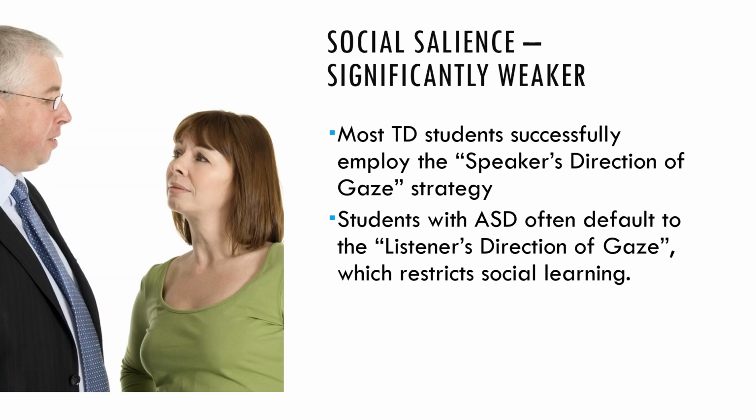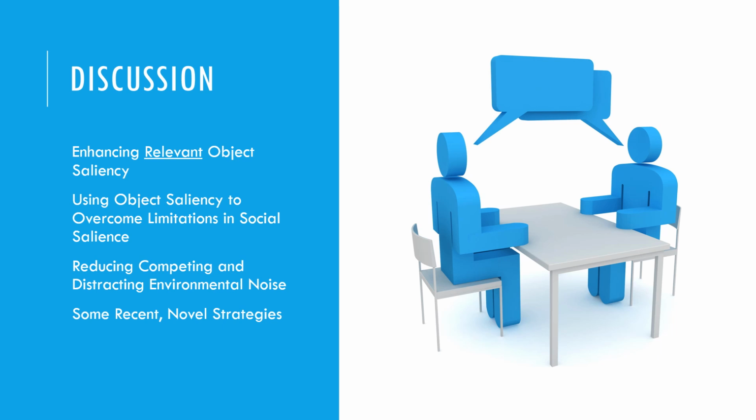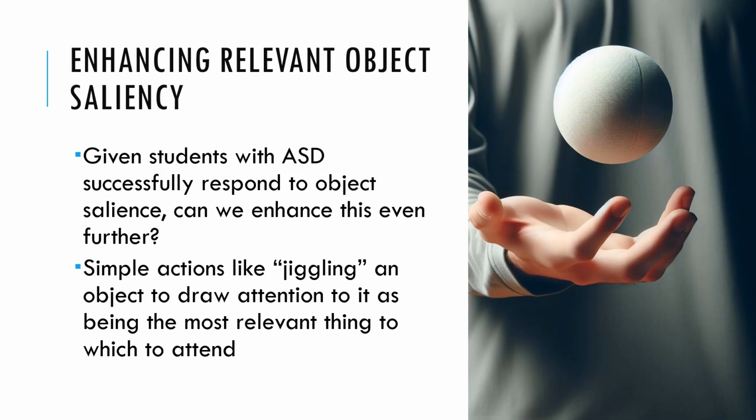And then social salience is another situation that is different for students with ASD. Typically developing peers successfully look at what a teacher is looking at to help enhance learning, but students with ASD often do not. So how do we use those learnings to mitigate and improve learning outcomes?